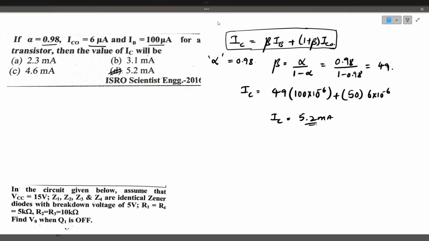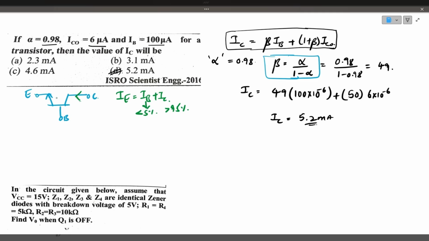Those who want the explanation of how beta is equal to alpha divided by 1 minus alpha, see here. This is basically the common base configuration. This is emitter, this is base, and this is collector. Emitter current is equal to IB plus IC. So this base current will be less than 5% of the emitter current, whereas collector current is greater than 95%.